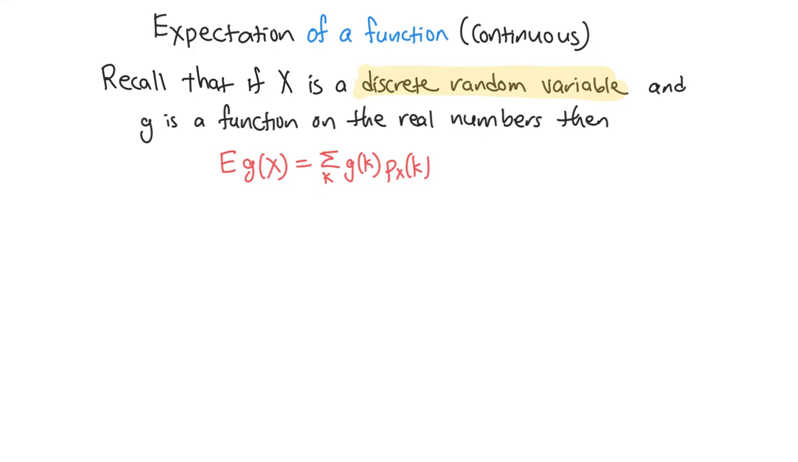Recall that in a discrete setting, the expectation of a function describes its average value. The formula is given here. You add up every value in your sample space. You take the value of the function times the probability of achieving it.